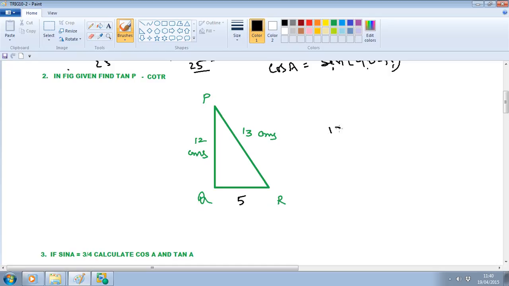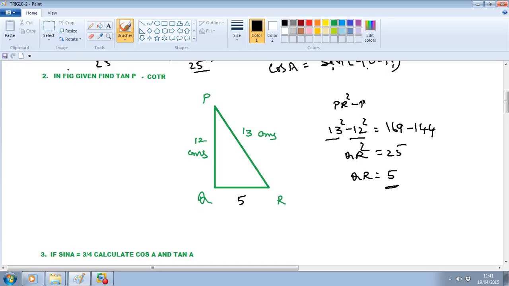Now how will you find it out? 13 square minus 12 square is equal to 169 minus 144, which is equal to 25. So QR square is equal to 25, QR is equal to 5. PR square minus PQ square is equal to QR square. This is by Pythagoras.